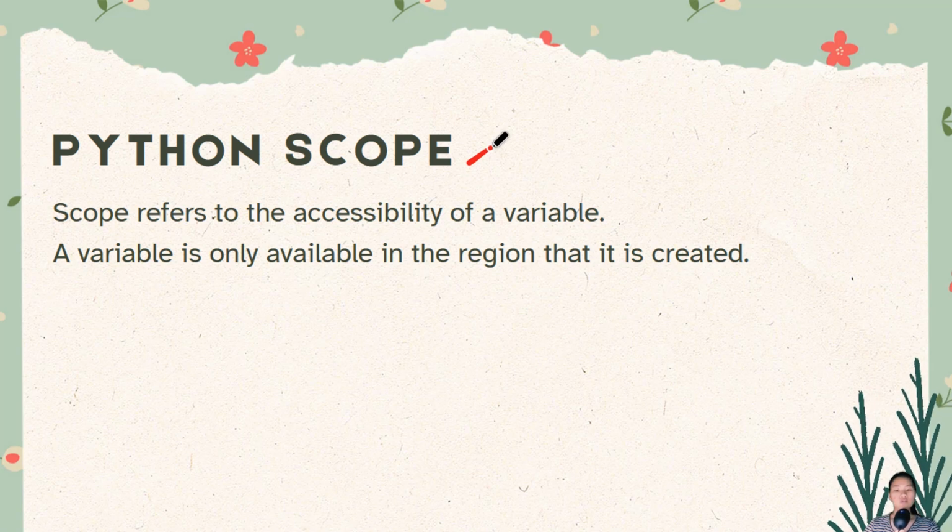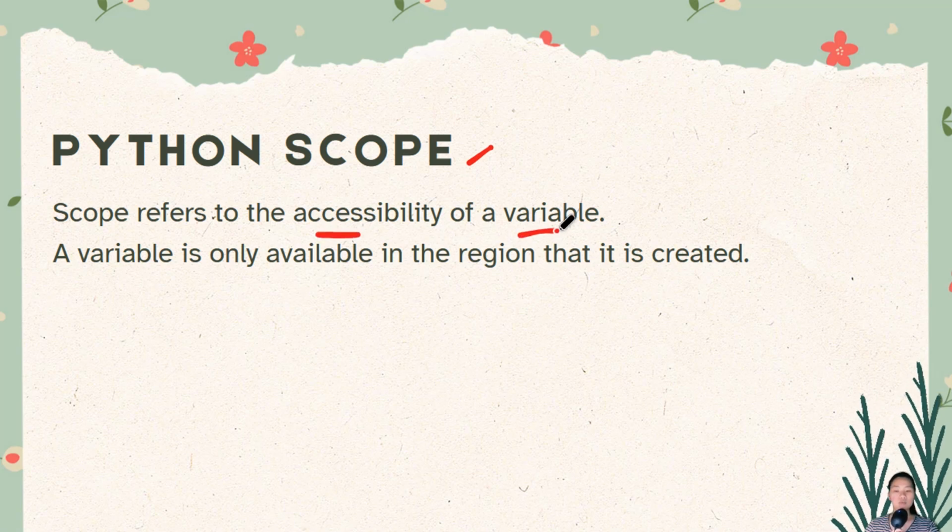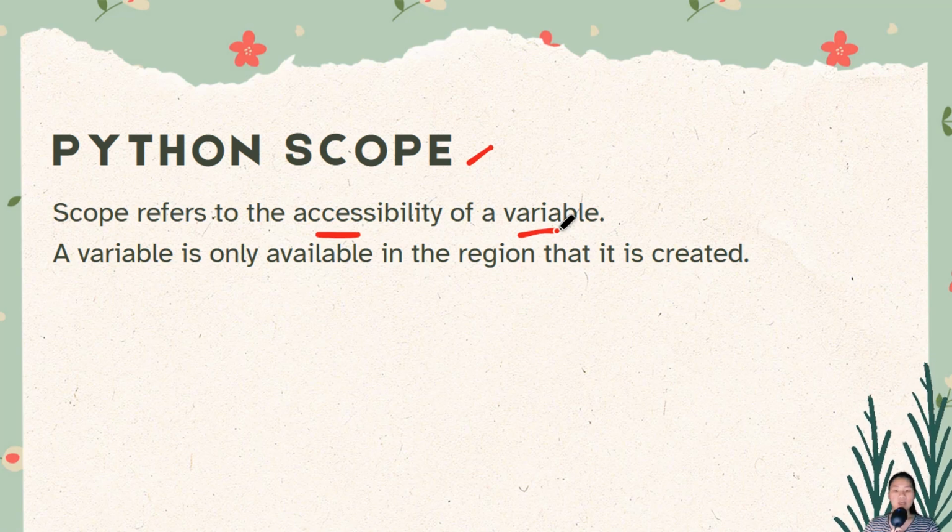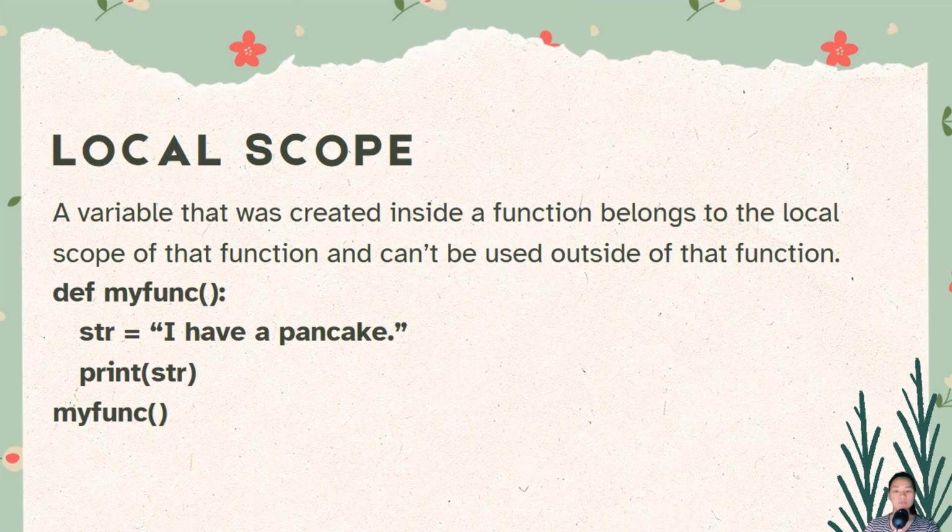It refers to the accessibility of a variable, and this could be a string, a number, a tuple, or a dictionary, or a set of data, basically. And a variable is only available in the region that it is created. Now, let's dive a little bit deeper on that.